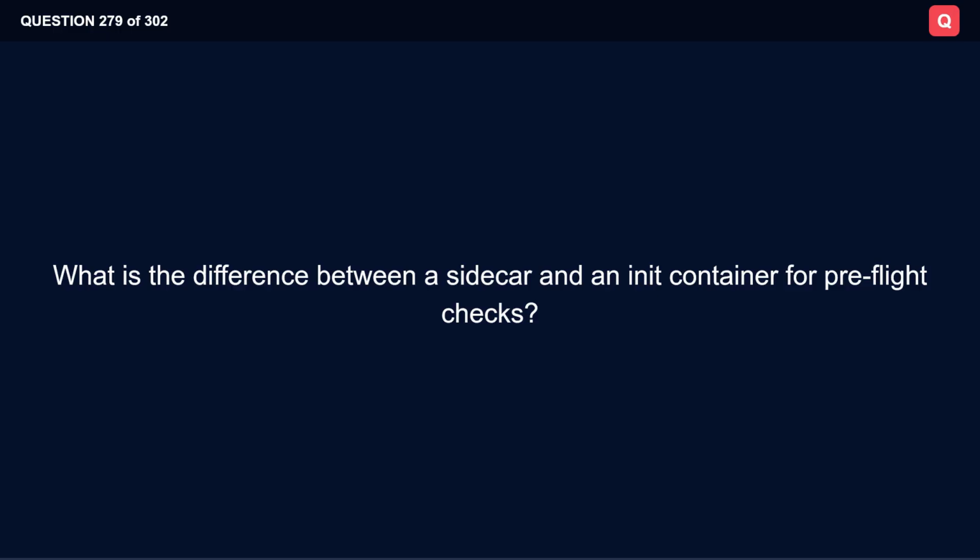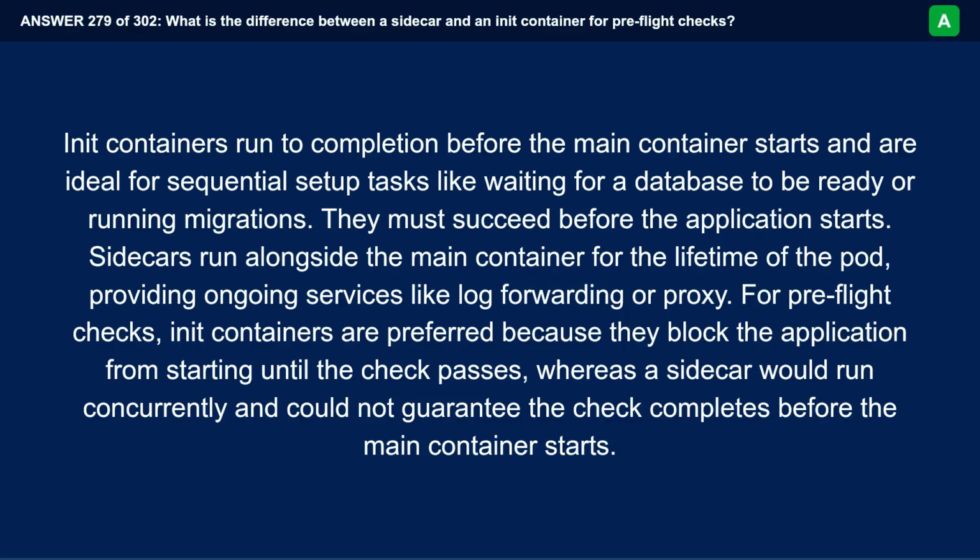What is the difference between a sidecar and an init container for pre-flight checks? Init containers run to completion before the main container starts and are ideal for sequential setup tasks like waiting for a database to be ready or running migrations. They must succeed before the application starts. Sidecars run alongside the main container for the lifetime of the pod, providing ongoing services like log forwarding or proxy. For pre-flight checks, init containers are preferred because they block the application from starting until the check passes, whereas a sidecar would run concurrently and could not guarantee the check completes before the main container starts.